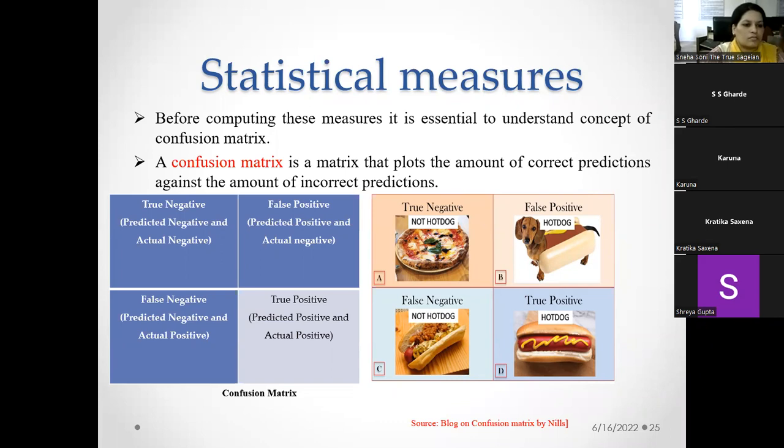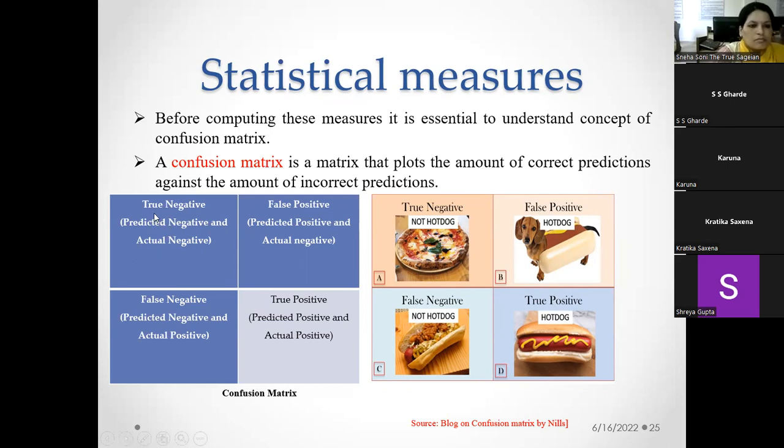Most of the statistical measures are based on the confusion matrix. You must know what the confusion matrix is. It is the most important topic. Before computing such measures, it is essential to understand the concept of the confusion matrix. It is a matrix that plots the amount of correct predictions against the amount of incorrect predictions. That means it provides the ratio between correct and incorrect predictions, and you can see those parts in different ways.